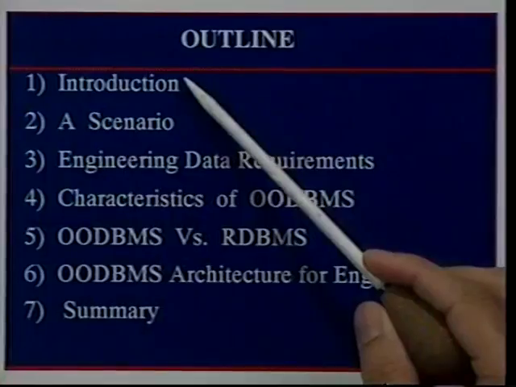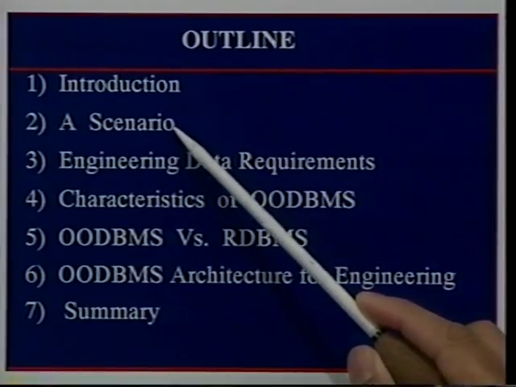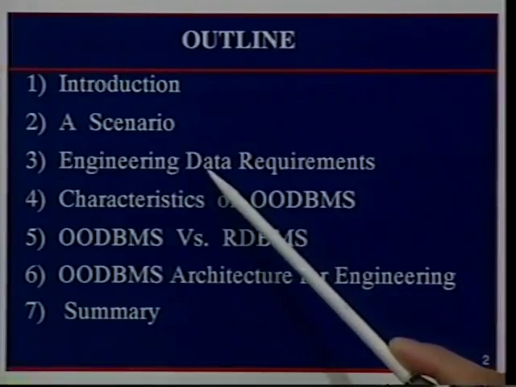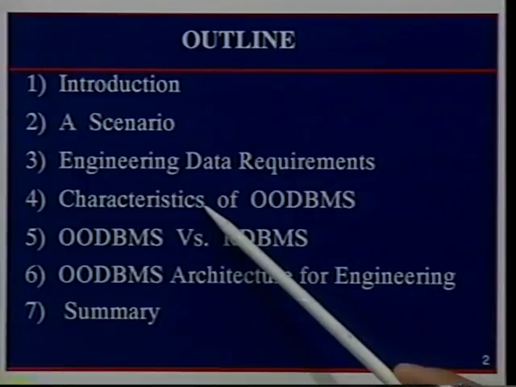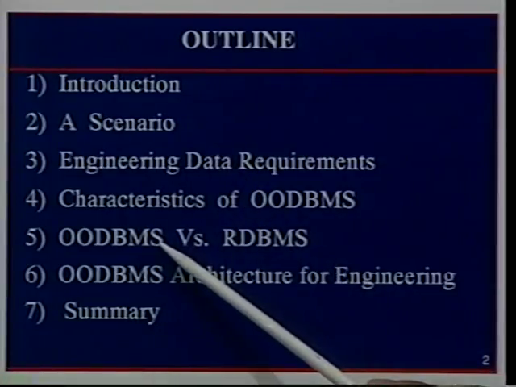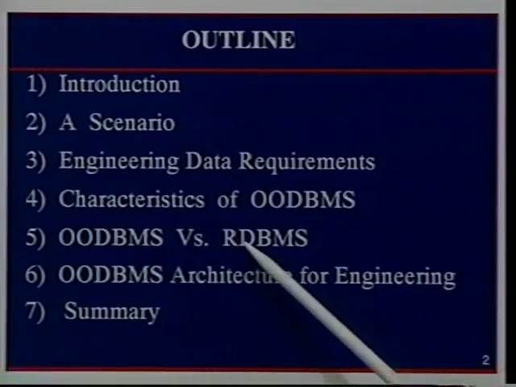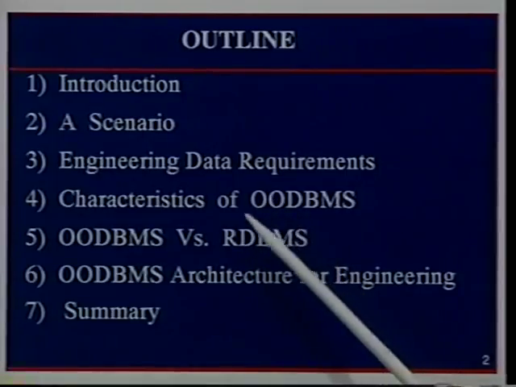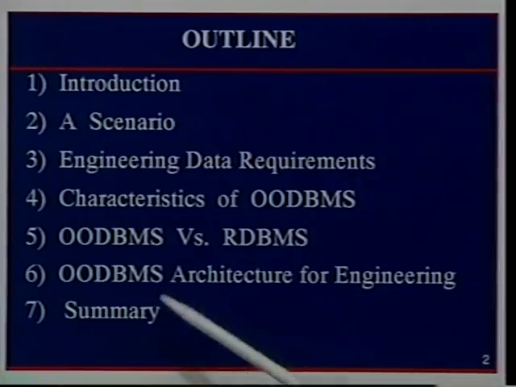This section is more oriented toward engineering applications, and first I'll discuss the nature of engineering problem solving. Then I will give you a scenario on how typical problems are solved in a collaborative manner. We will discuss the engineering data requirements, and what characteristics of object oriented database systems are useful for them. Then we will compare and discuss the advantages of object oriented database systems over relational database systems for engineering applications. I will give you an architecture of object oriented database systems for engineering, and then finally we will summarize.